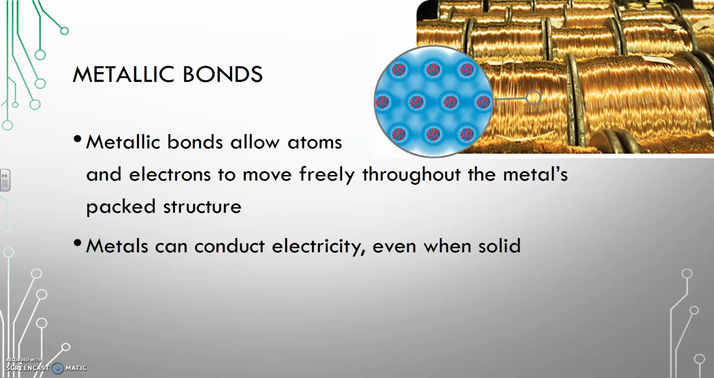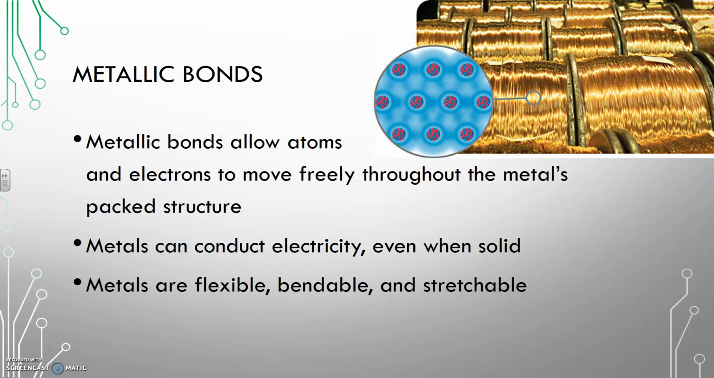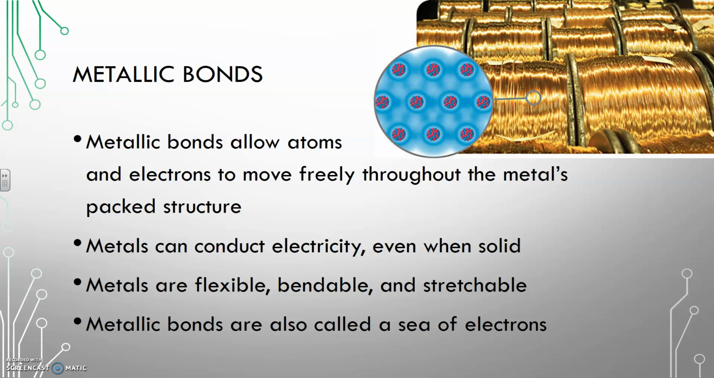Metals can also conduct electricity even when solid because of this, because the electrons are already moving around in the structure. So when you add an electric current, that just kind of gets passed along as well. It's already in that motion, so adding that electric current just gets passed along. They are bendable, flexible, stretchable because there is no tight, packed structure. It's more fluid than most solids will get, especially in terms of the electrons themselves.